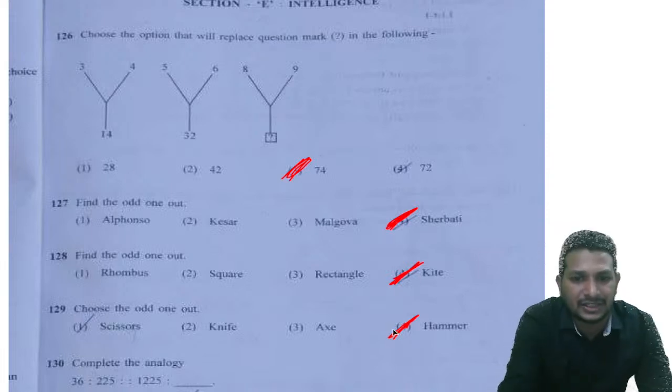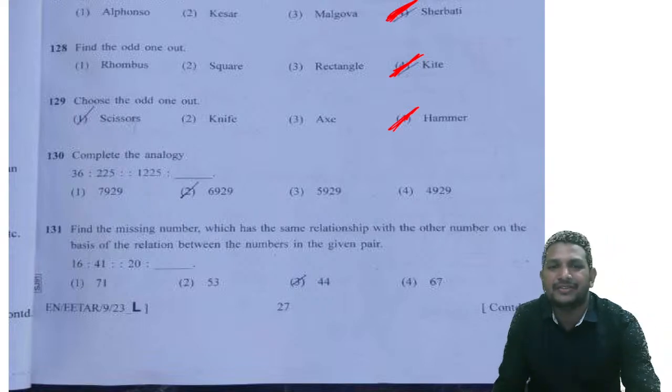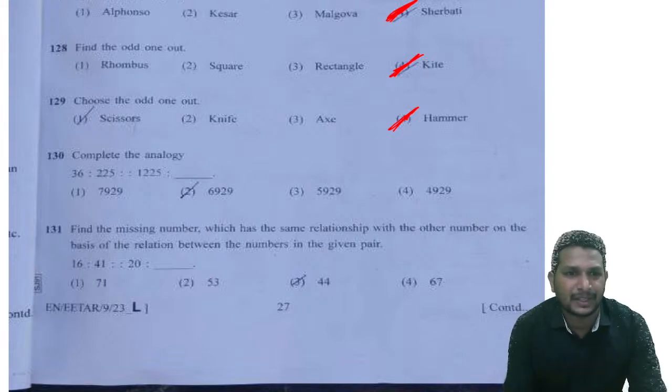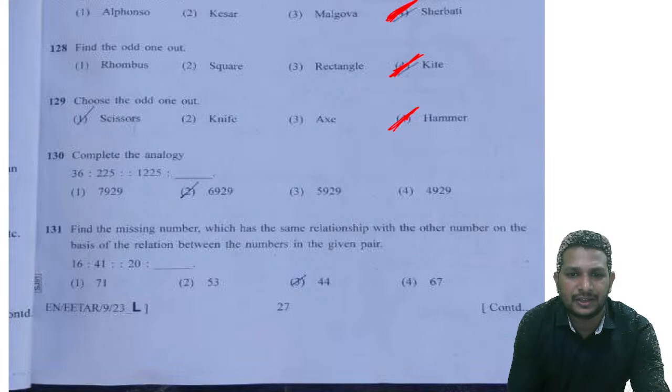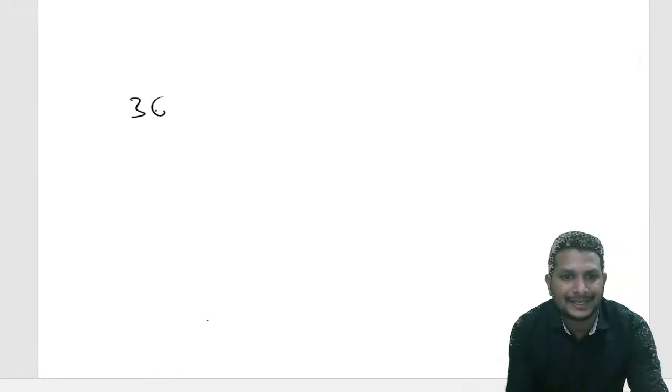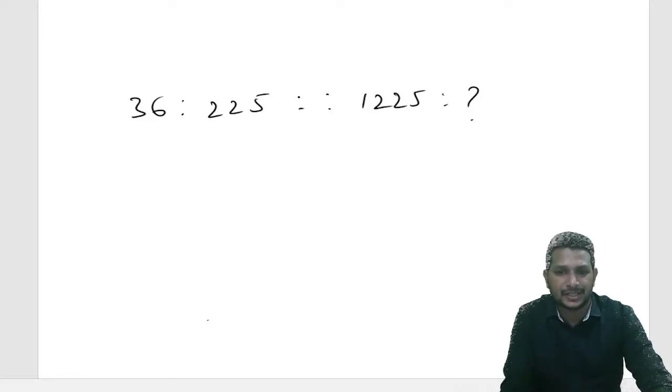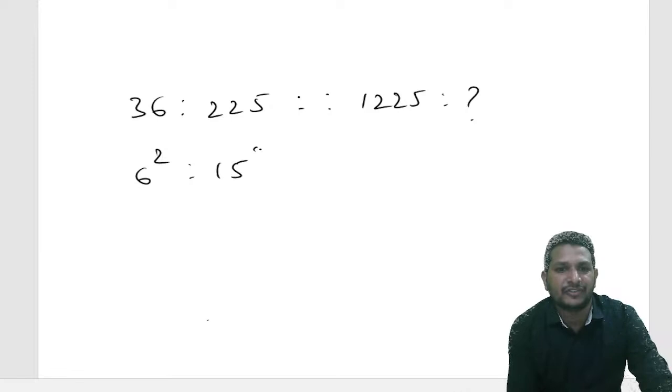Next, question number 130. 36, 225, 1225. I guess many of the students might have faced difficulty in this, right? So let's discuss this question. 36, 225, 1225, question mark. What is the logic? These are all squares of numbers. 6 square, 15 square, and this is 35 square, question mark.